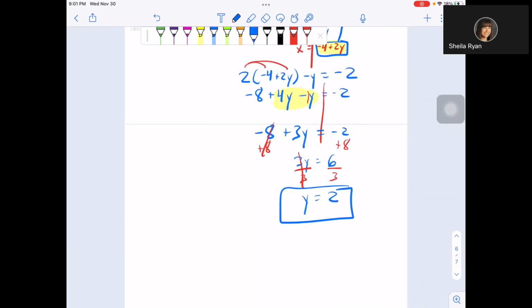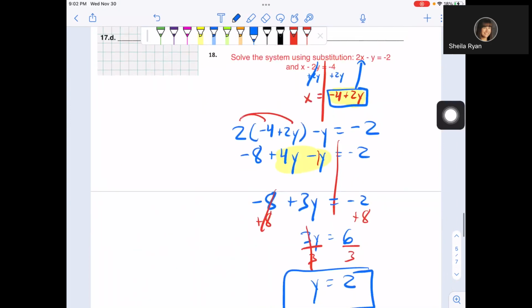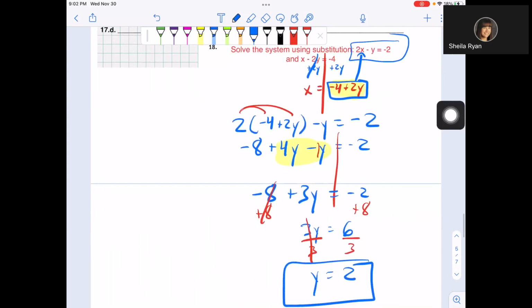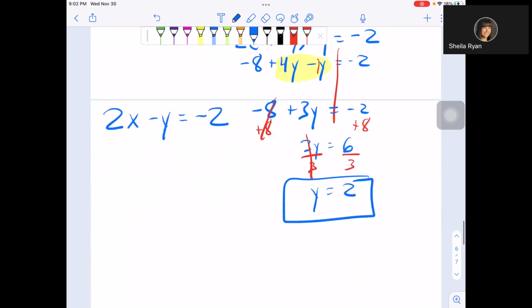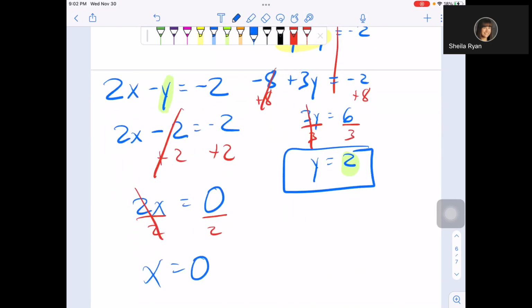Now that we know the y value is 2, we're going to go back and pick either equation you want. It doesn't matter which one. I'll do the first one this time. 2x minus y is -2. And because we know that the y is 2, we're going to plug that in. So I have 2x minus y, which I now know is 2. Copy the rest of the equation, and then I keep solving. +2 plus 2. -2 plus 2 is 0. Divide by 2, divide by 2. And I get x equals 0. So that solution, x is 0, y is 2.